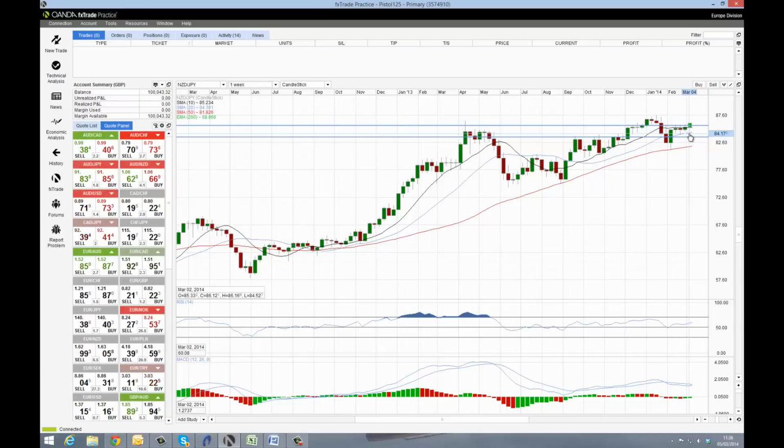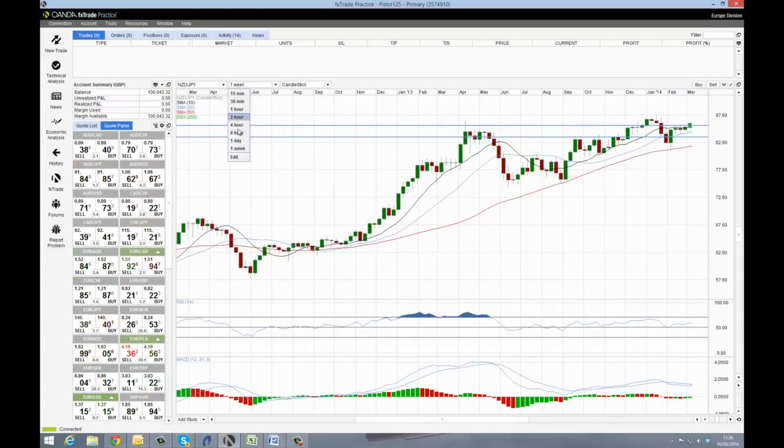But here on the weekly chart, these candles are sitting nicely within the buy zone, in between the 10 and the 20 period moving average. So a nice area for price to be, not overextended. We've got some nice momentum coming in here on the RSI.